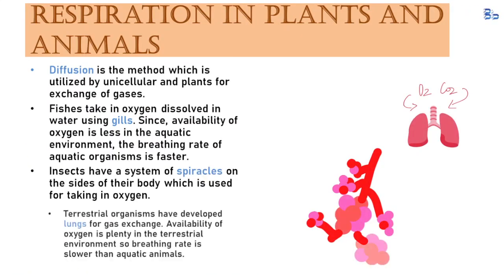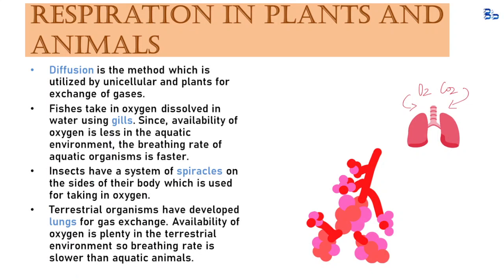Now we're going to look at the respiratory structures which are present in plants and animals. When we take unicellular organisms, their entire body is in contact with the environment, so a simple diffusion process will be enough to take in carbon dioxide and oxygen. And we have already seen in the previous concept that plants have stomata in their stems, leaves, and roots, and they can perform gas exchange through the stomata.